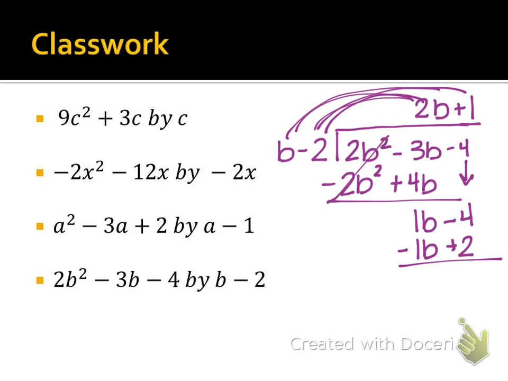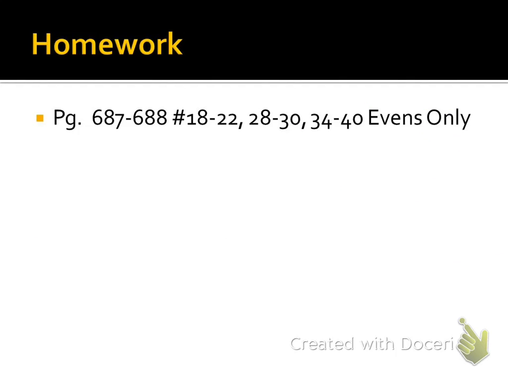Okay? All right, so my first terms cancel out, and I'm left with negative 2 as my remainder. So how would I write my remainder? Negative 2 over b minus 2. Very good. So my final answer is 2b plus 1 minus 2 over b minus 2. Okay? This is your homework. Go ahead and get started on it.